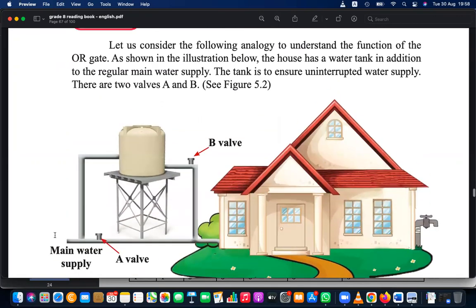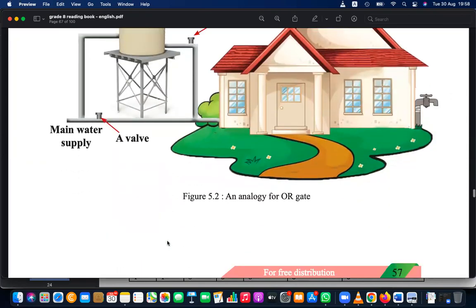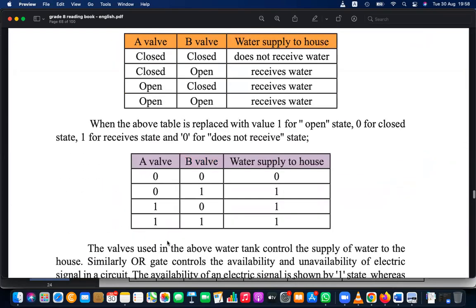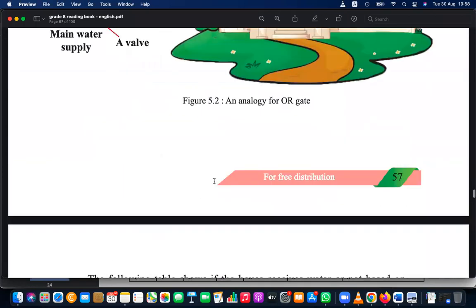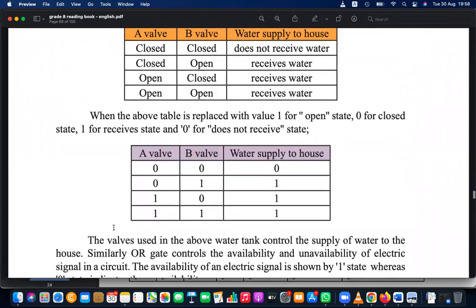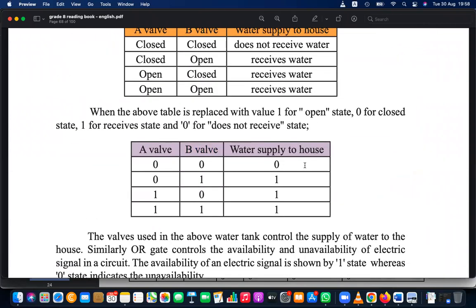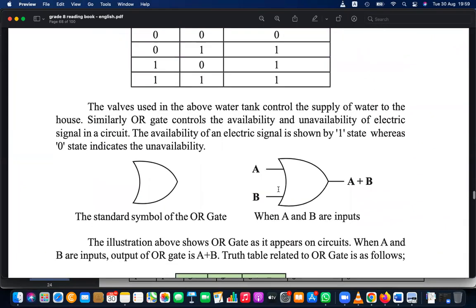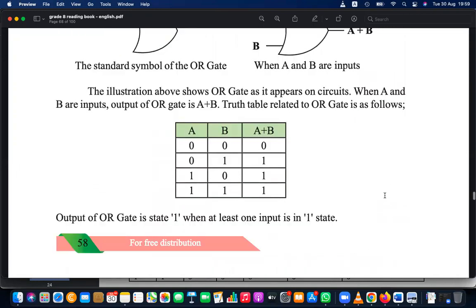OR gate, two valves on two sides, parallel valves. Similarly, parallel switches. If both are zero, water is not coming from here, not coming from here as well. Then only water will not come from the final level. Zero, zero will output zero. That is the situation. All other occurrences give one. This is the symbol and this is the expression. We know that as well.